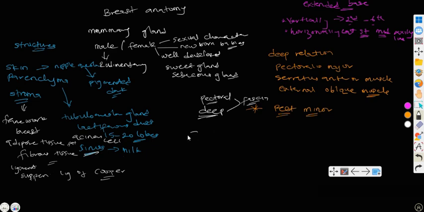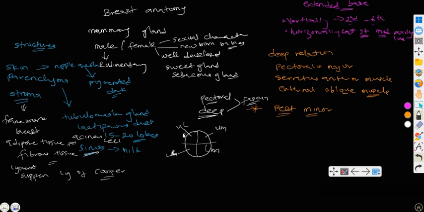Note, the breast is actually divided into four quadrants by an imaginary line: the upper lateral, upper medial, lower lateral, and lower medial. So the breast is divided into four different parts by an imaginary line.